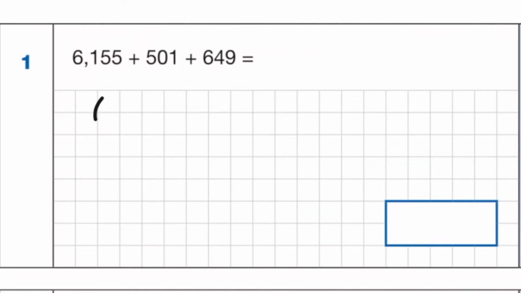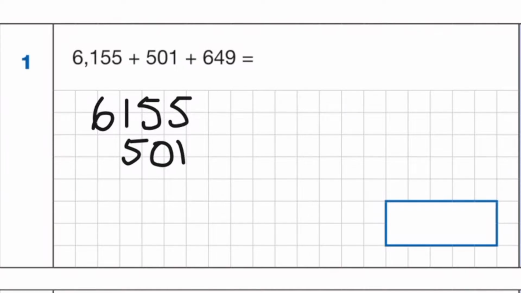Okay, question 1 looks at addition. What we want to make sure here is that we have the numbers directly underneath each other. This is because when we add numbers, we add them vertically. So we want the thousands, the hundreds, the tens, and the units directly underneath each other.